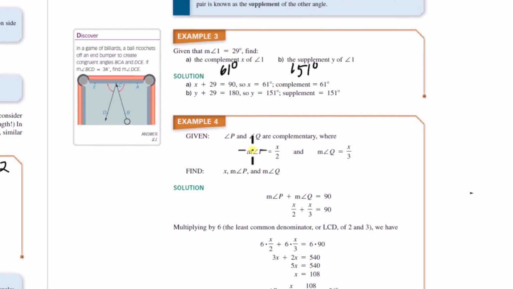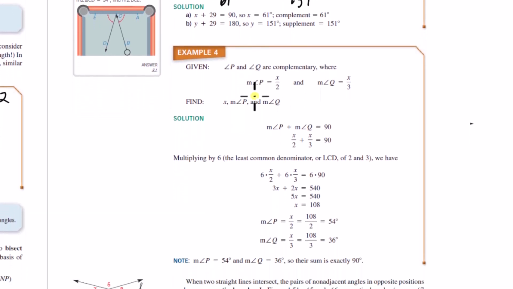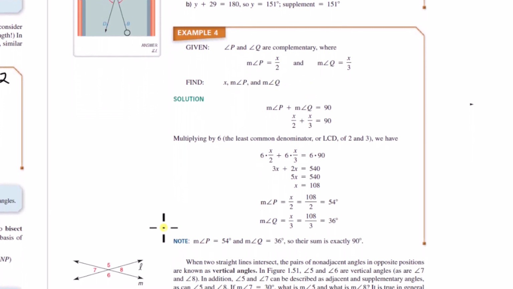All right, if angle P and angle Q are complementary, and this is just with variables, we're going to work a bunch of examples. All this is really simple. If you clearly understand the definition of complementary and supplementary, it's just algebra. They tell us these two angles are complementary, and one is x over 2, one is x over 3. Well, that means you can add these two, set them equal to 90, and then solve for x.